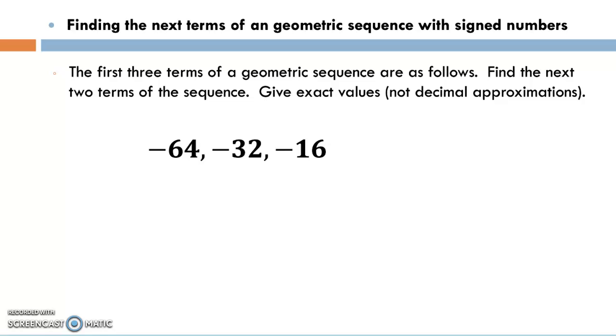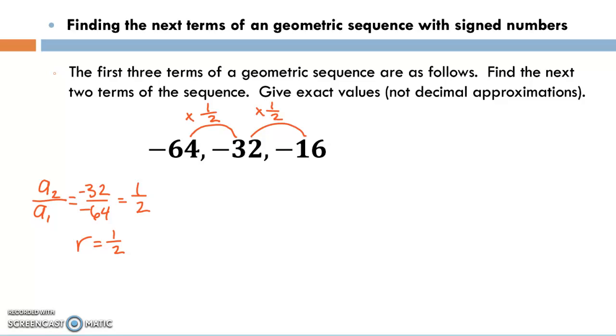So what do we multiply by negative 64 to get to negative 32? Well, I could do the ratio of the second term and the first term, which is negative 32 over negative 64, which equals a positive 1/2. So I know that my common ratio is 1/2. Or I could say, well, negative 64 times what is negative 32? That's just 1/2. Negative 32 times what is negative 16? That's 1/2. So I'm multiplying by 1/2 to get to my next term.